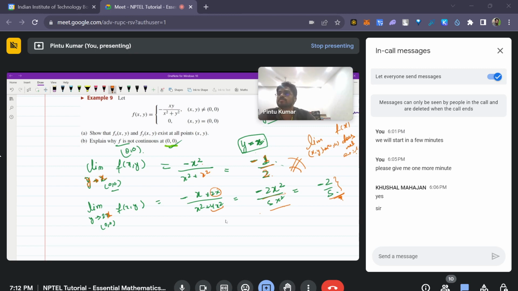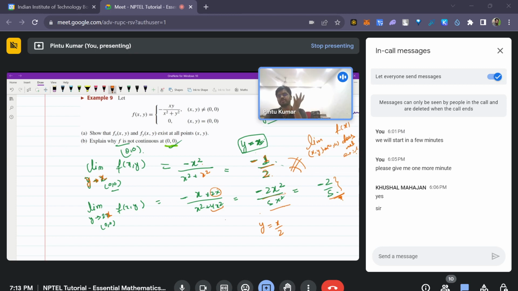Sir, if we take path y tends to x by 2, then again we will get some other value, right? Sir, I think we are getting again minus 2 by 5. That's fine, but we have to check for multiple values. If you want to prove that the limit does not exist or the function is not continuous, then you have to find two paths where you get different values.